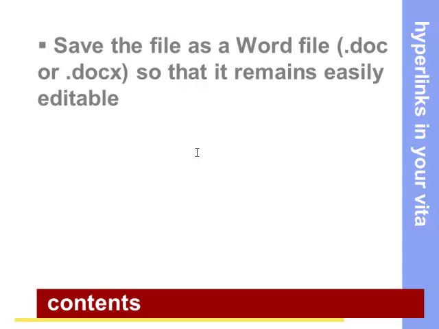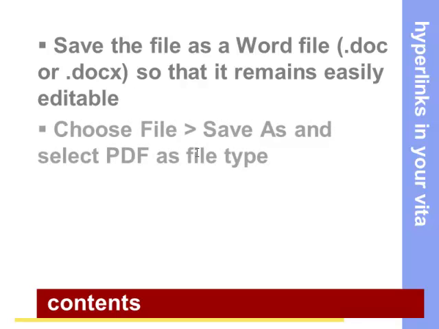So we're going to save it as a PDF, but the PDF is not easily editable. It requires, even just to do some simple touch-ups, the full version of Acrobat. So you want to make sure that you keep an updated saved copy as the .doc or .docx file, doesn't matter, as a Word file. Then we're going to choose File, Save As, and select PDF as the file type.